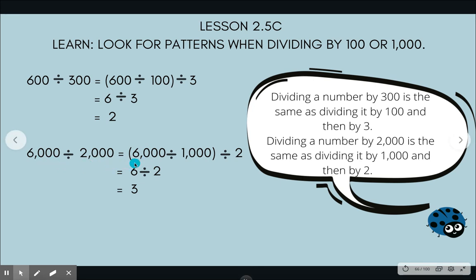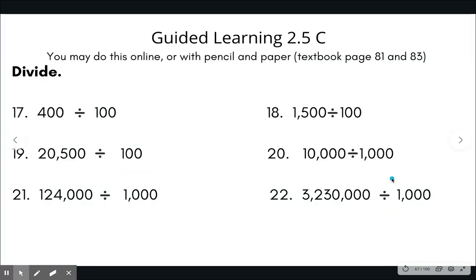I'll give you one more example of looking for patterns when dividing, now 6,000 divided by 2,000. You could think about it as 6,000 divided by 1,000. Solve that first, because 6,000 divided by 1,000 is 6. And then you're going to divide it by 2. So 6 divided by 2 is 3. Dividing a number by 2,000 is the same as dividing it by 1,000 and then by 2. You can do the guided learning for this portion. You'll find those questions on pages 81 and 83.